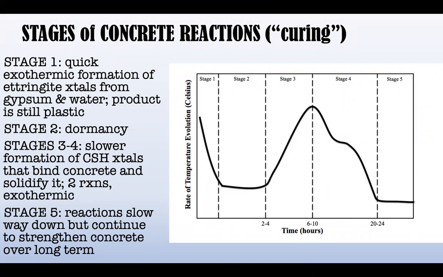But in a few hours, after it goes through a stage of dormancy, then the thing heats up again. And that's because of 2 main reactions to form what are called calcium silicate hydrate crystals. There are 2 major forms of those. And so it doesn't just go up and down, it goes up and then it bumps down because one reaction is quicker than the other. But these crystals form, they release heat. And as they form, these are the things that are growing into and gluing everything together.